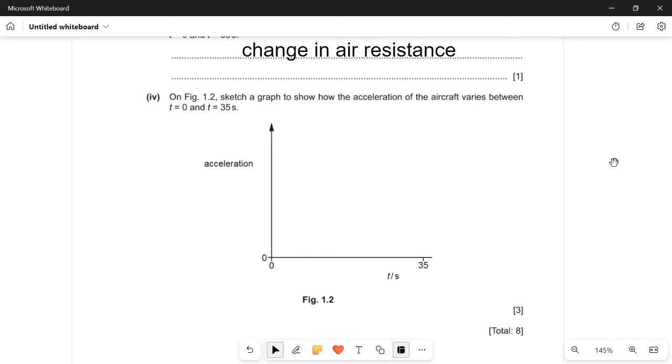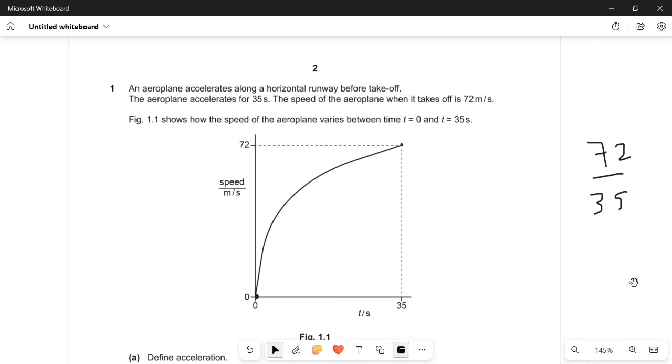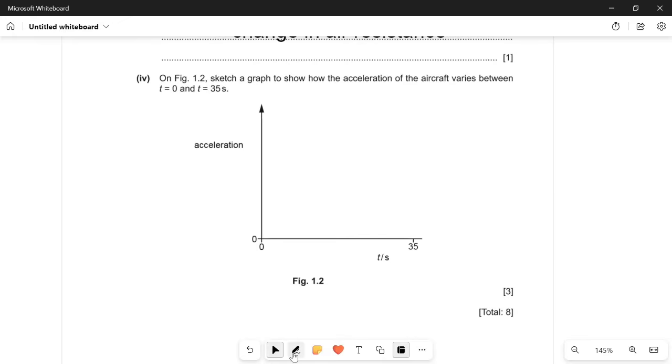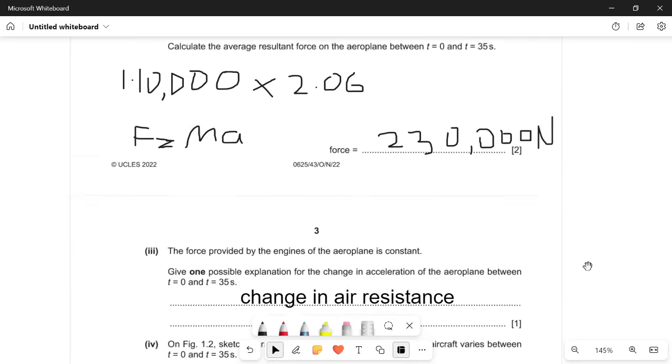On the next one, on figure 1.2, sketch the graph to show how the acceleration of the aircraft varies between t equals 0 and t equals 35. So we can go to the previous graph, where we're given the speed time graph, and we're told to graph the acceleration time graph, and it's 3 marks. So we have 3 sections to this graph because we're having 3 marks. We need to look at the previous graph to graph the acceleration time graph.